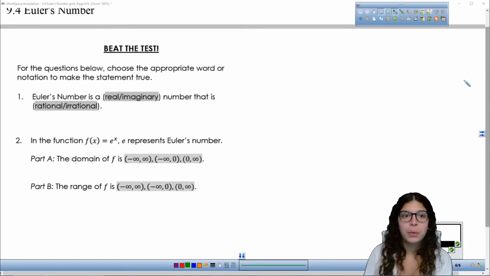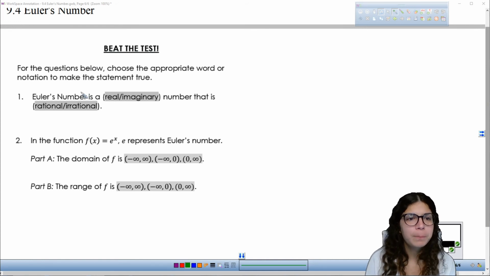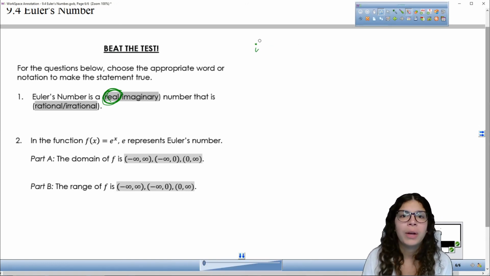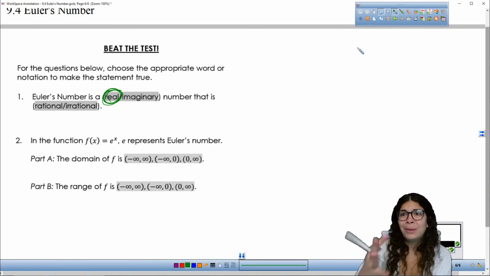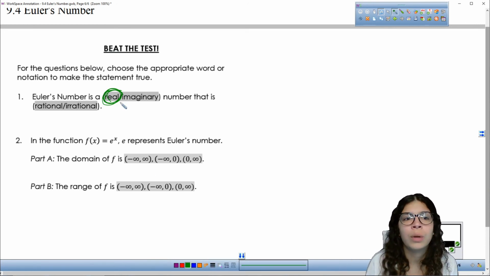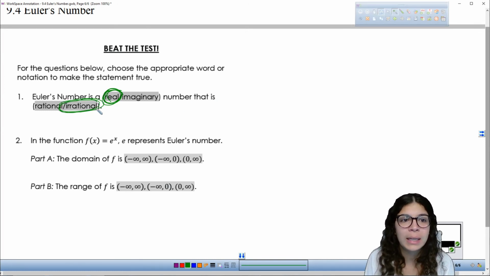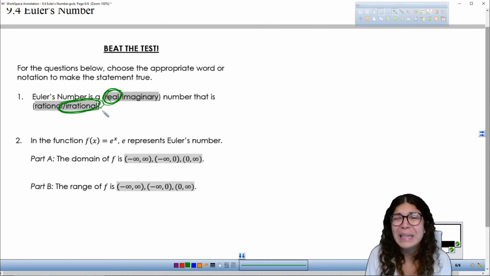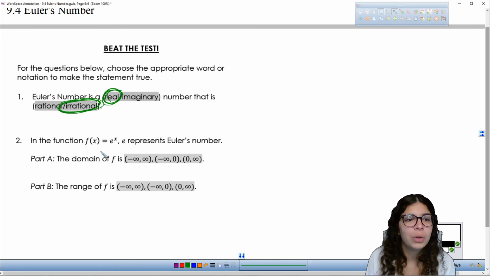For the questions below, choose the appropriate word or notation to make the statement true. Euler's number is a real number. In order for a number to be imaginary, remember, it has to have an imaginary component i, and Euler's number is not. It's about 2.7, so it is a real number. However, the number is irrational. It's never ending in the digits, and it does not repeat, so it is an irrational number.